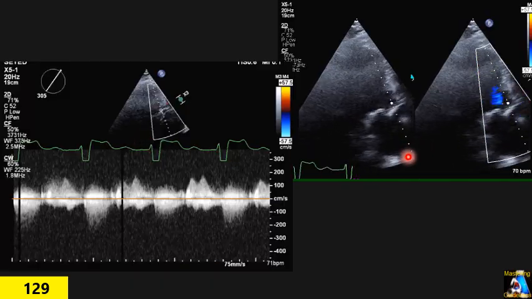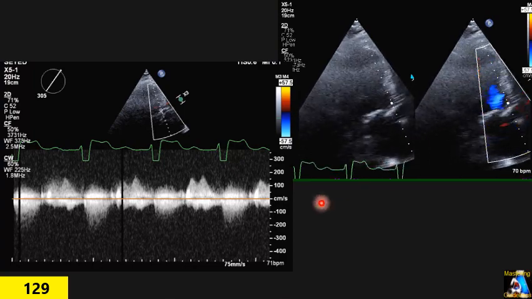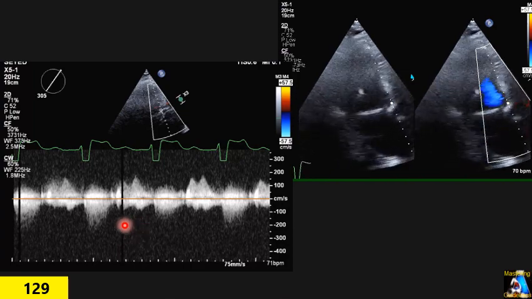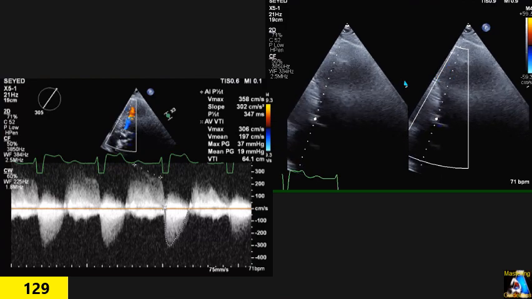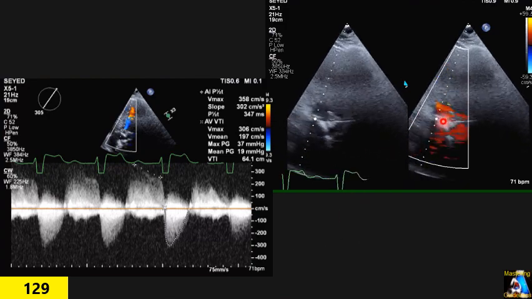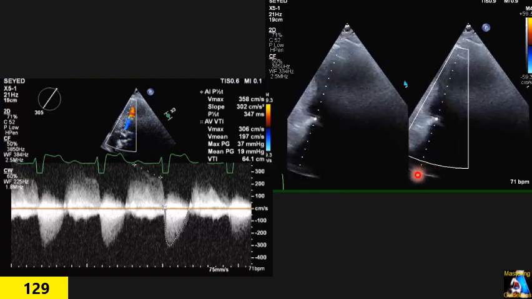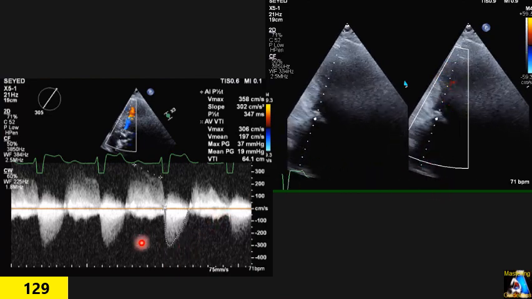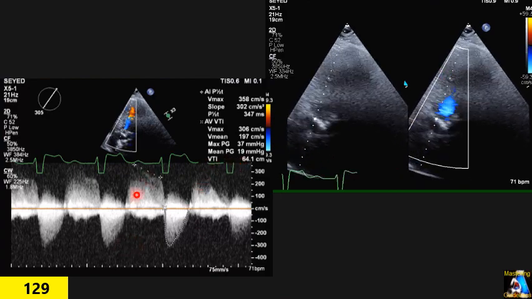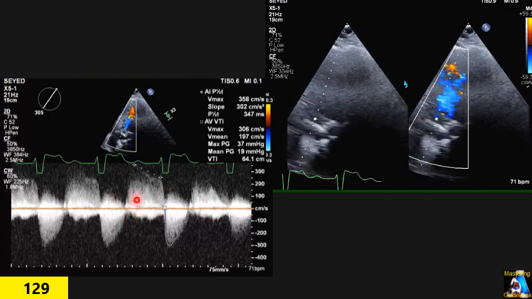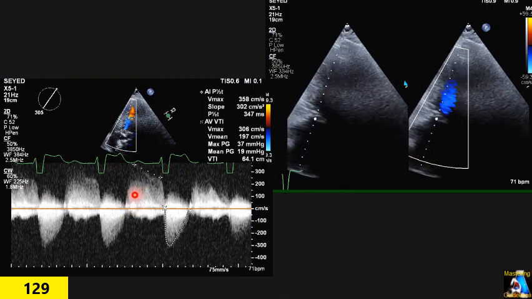Here apical 3, with the cursor almost parallel to the jet of the LVOT and aorta. We got this Doppler. Then we went for the apical 5. The jet is completely parallel to the cursor. There you can see, and we got this Doppler. Mean gradient 19, and so on, with a little AI. A little, not a little, you tell me how much.